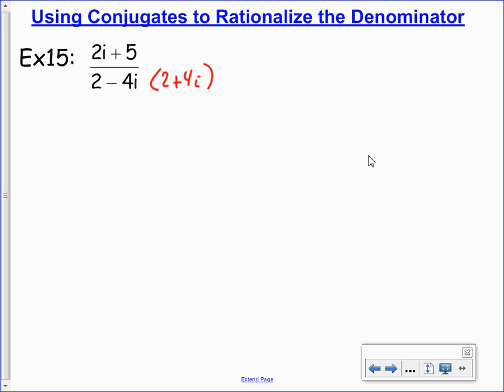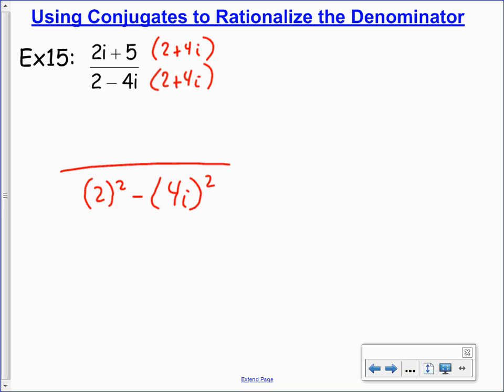So you're not taking the conjugate of 2I plus 5. Don't do it. It's okay to have an I up there. So 2 plus 4I goes to the top. The bottom is A squared minus B squared, so 2 squared minus (4I) squared, which we just did. No problem.